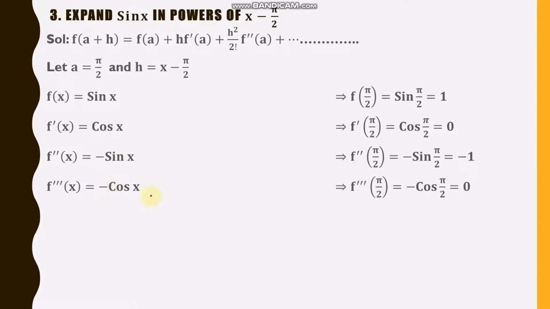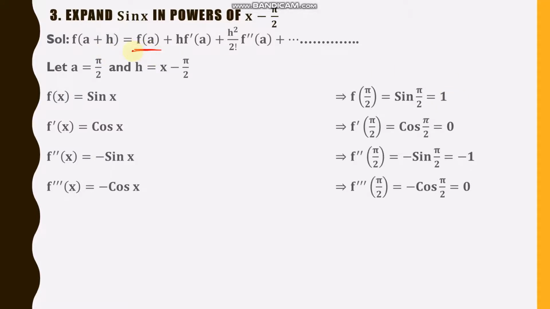Now if you take the fourth derivative, derivative of cos x will be minus sin x. Minus minus will become plus, so it will again become sin x. So the values will repeat now. The cycle is complete, it's a periodic function. These values will repeat: 1, 0, minus 1, 0, 1, 0, minus 1, 0. It will repeat now.